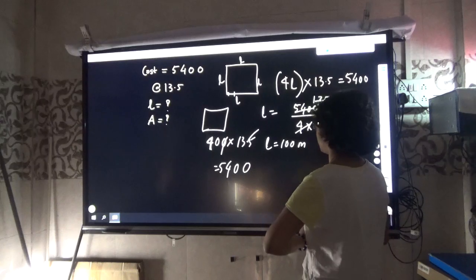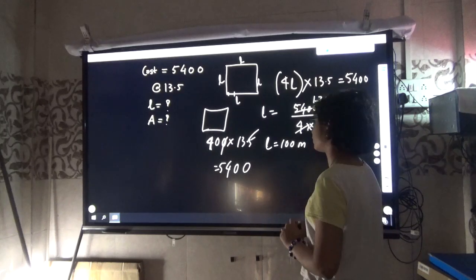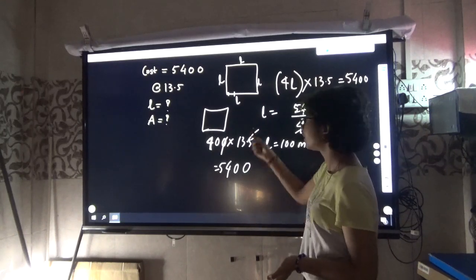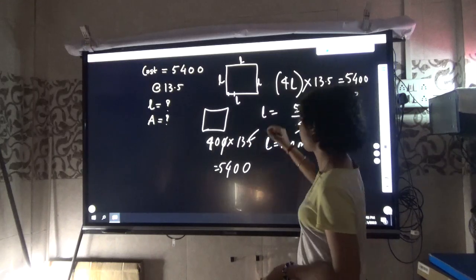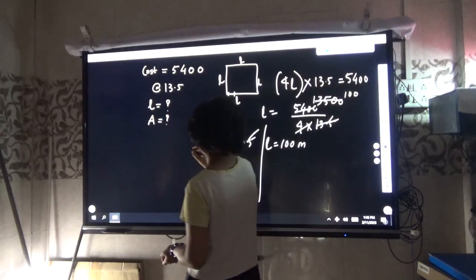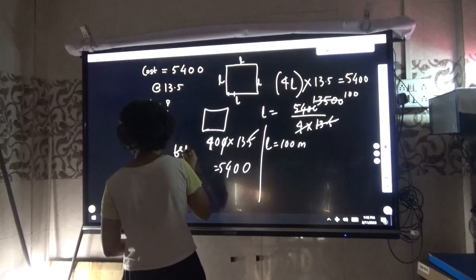14 into 135 equal to 5,400. So you can test also. This is testing. So now you can solve the similar type of question. Yes. You do not have any doubt now? No. Okay.